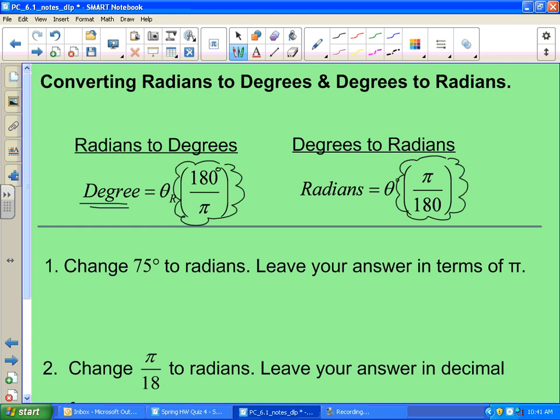And vice versa. If you have radians and you want to get degrees, you would have 180 on top. If you have degrees that you're starting with and you want radians, you would put pi on top. Now pi, we can express radians in terms of pi, meaning we leave pi in the answer. But pi is the same thing as 3.14 radians.